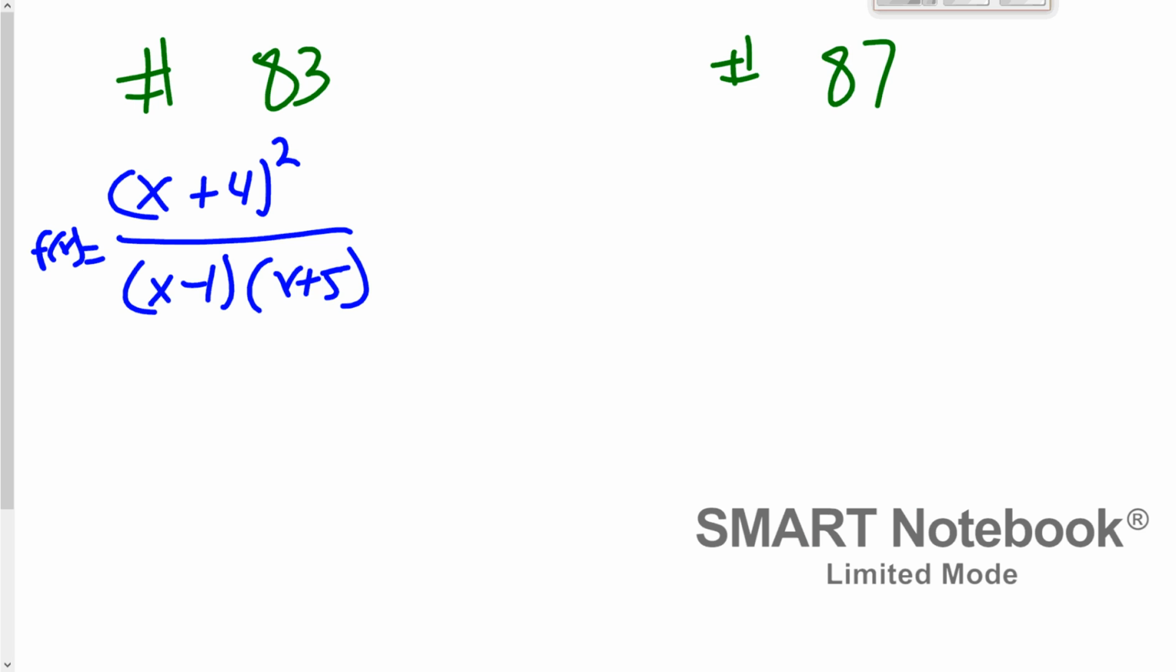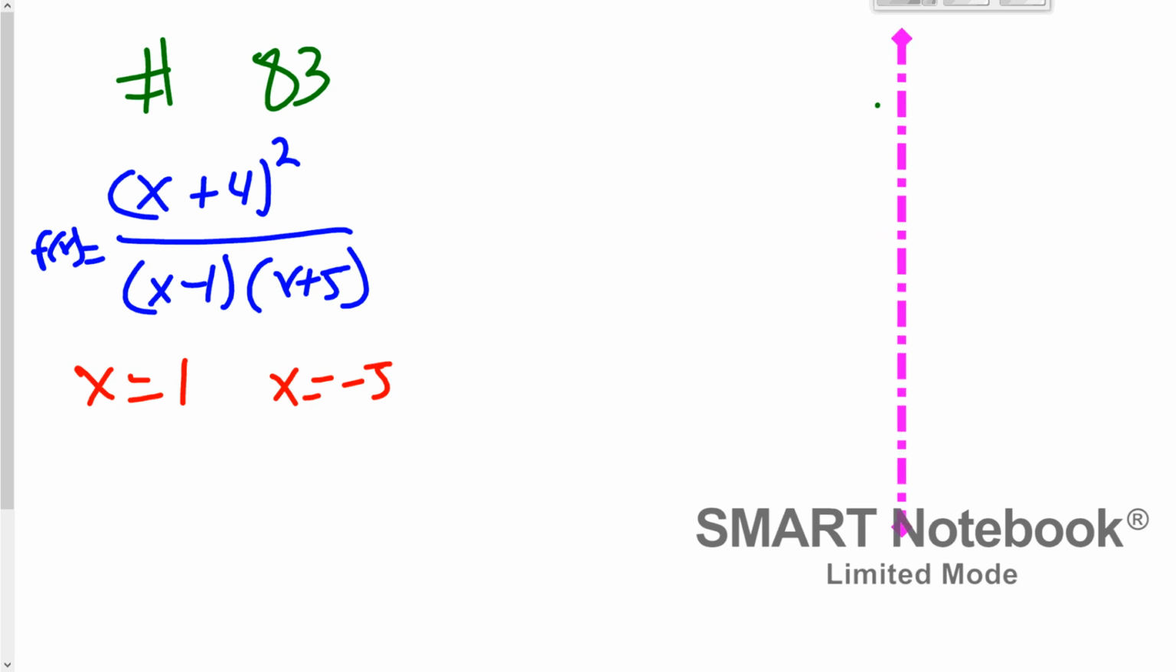Okay, so here's number 83. It's already factored for you, right? It's already factored for us, and none of the factors cancel. Then we look and we set the denominator equal to 0, so we have x equals 1 as a vertical asymptote, and x equals negative 5 as a vertical asymptote. I'll go ahead and put that graph already up here.